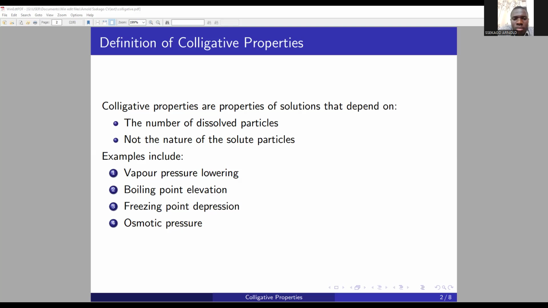It depends on the number of dissolved particles, but not the nature of those particles. So what are they? Basically, there are four properties of investigation. We have vapor pressure lowering, boiling point elevation, freezing point depression, and osmotic pressure. So lowering of vapor pressure, elevation is increasing the boiling point of a mixture, lowering of the freezing point of a solute, and osmotic pressure. So we comment briefly about each.